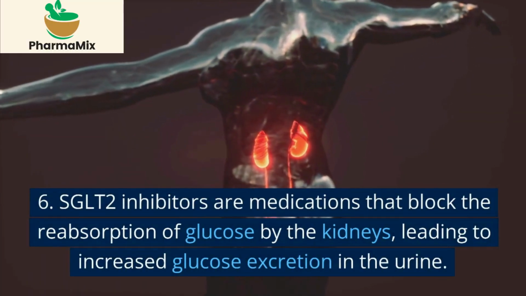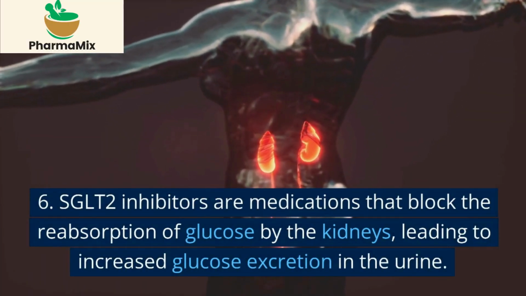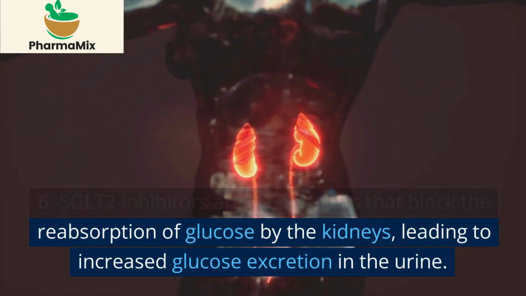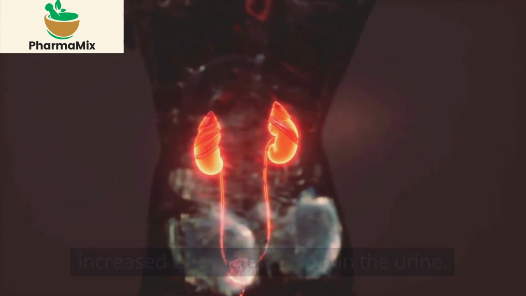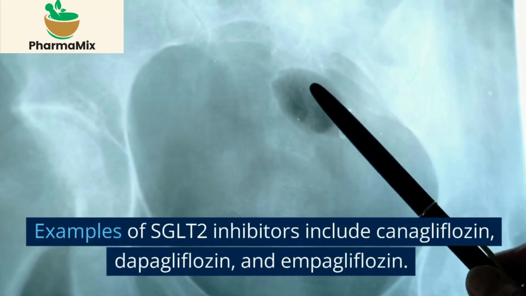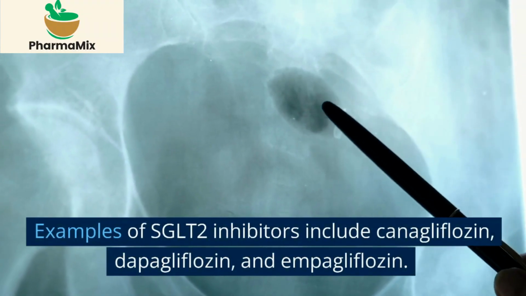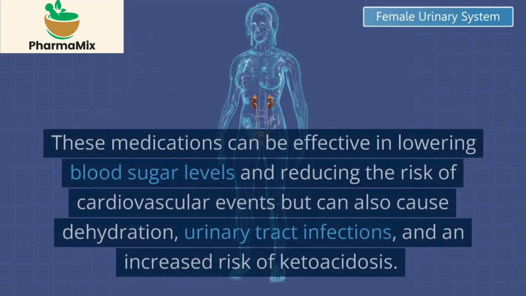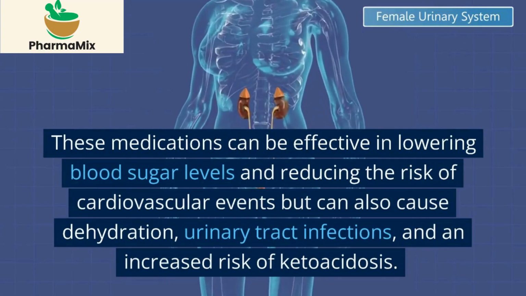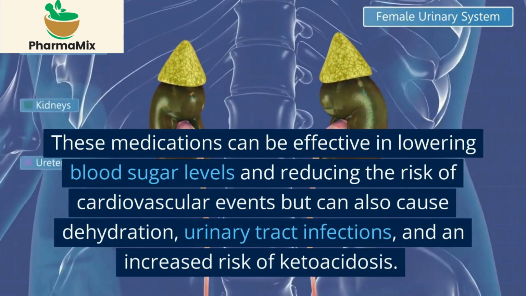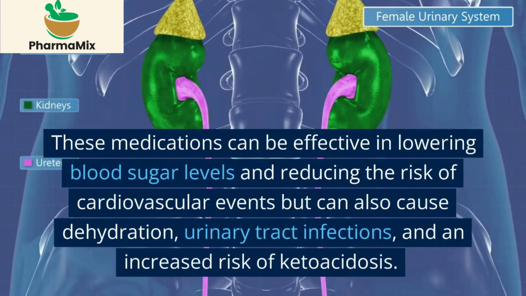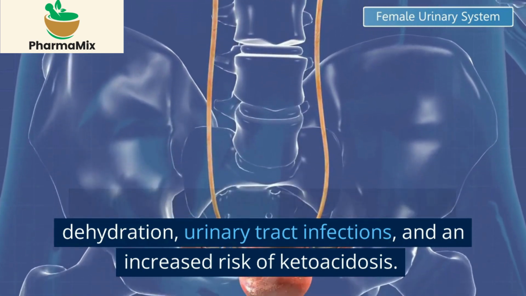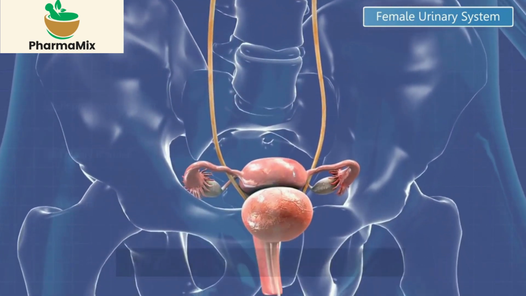6. SGLT2 inhibitors are medications that block the reabsorption of glucose by the kidneys, leading to increased glucose excretion in the urine. Examples of SGLT2 inhibitors include canagliflozin, dapagliflozin, and empagliflozin. These medications can be effective in lowering blood sugar levels and reducing the risk of cardiovascular events but can also cause dehydration, urinary tract infections, and an increased risk of ketoacidosis.